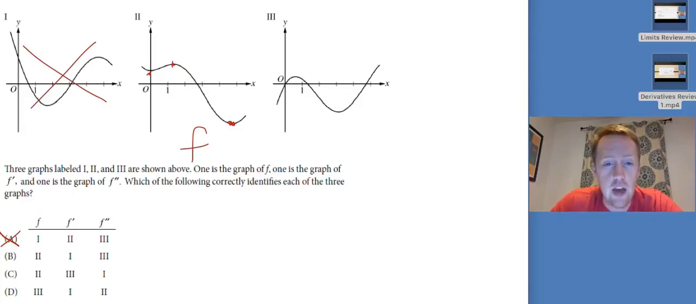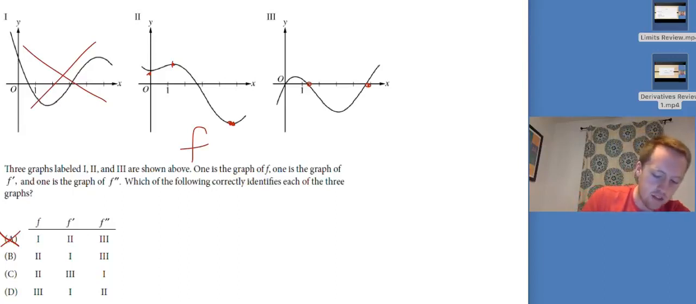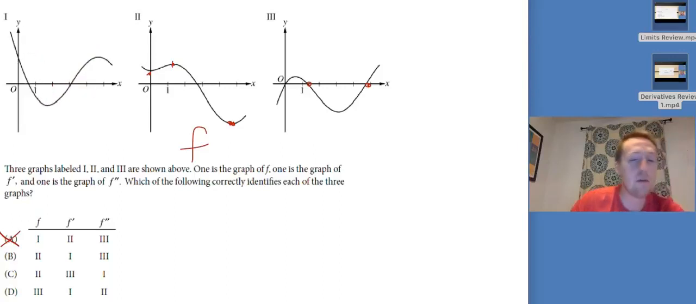Does 3 do that? Well, it's negative, and then it's positive, and then it goes negative again for a while. I kind of think that's f prime. That's looking pretty good. It's looking kind of like 2, 3, 1 to me. I just need to verify that number 1 is in fact f double prime, so I need to look at the concavity.